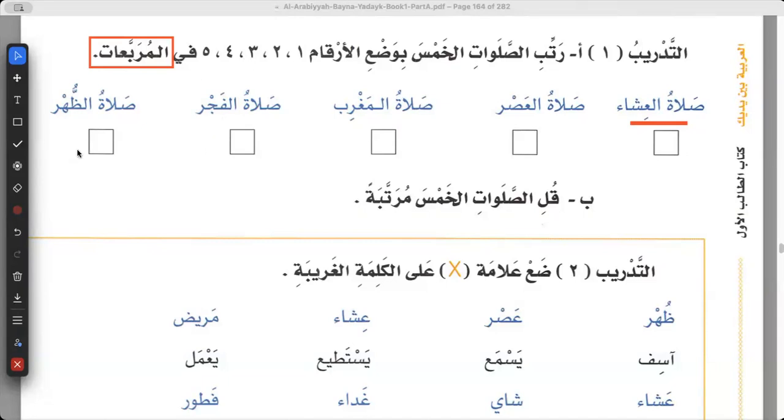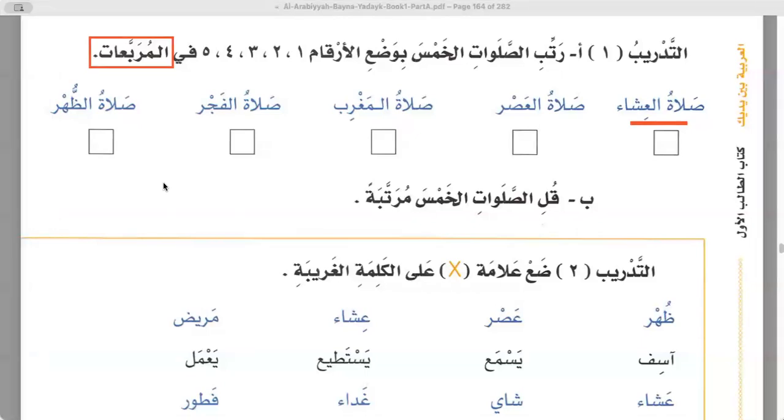Salatul Asr is 3? Are you sure it's 3? Fajr, Zuhr, Asr. Are you sure? You are doubting yourself. It's not 3 anyway.